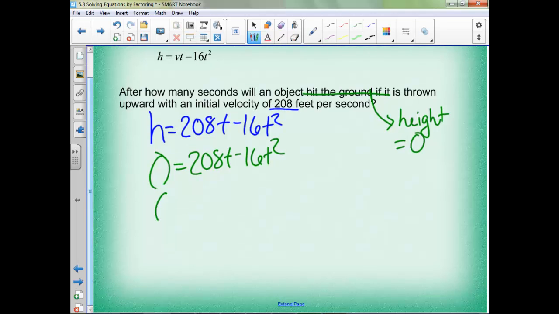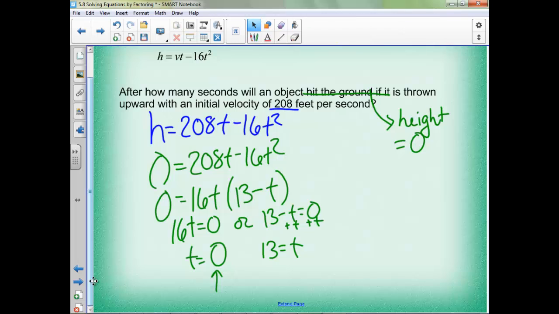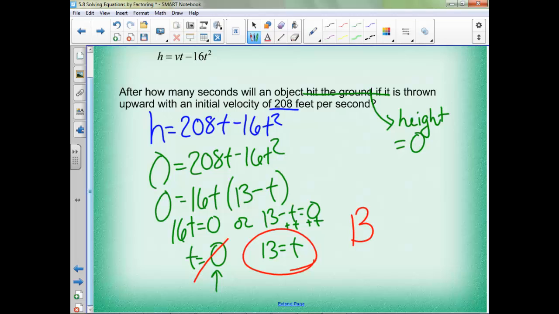We can factor out a 16t. We're left with 13 minus t. So this happens when time is either 0 or 13. 0 is when we first shot it up, so that's not going to work. So our answer is after 13 seconds.